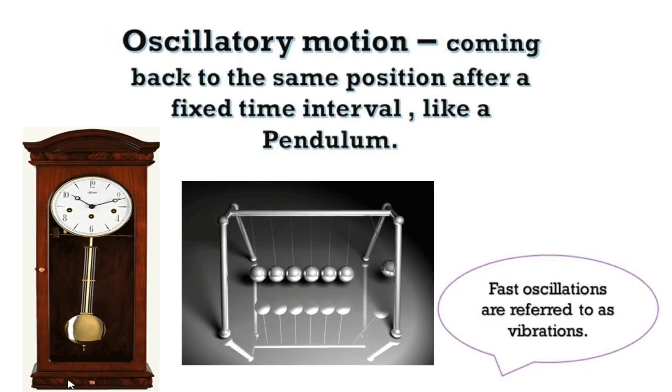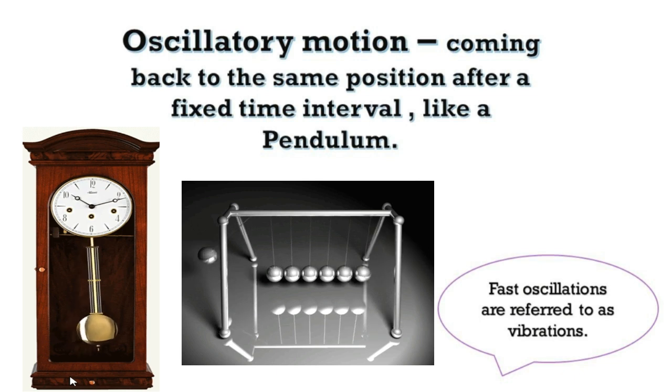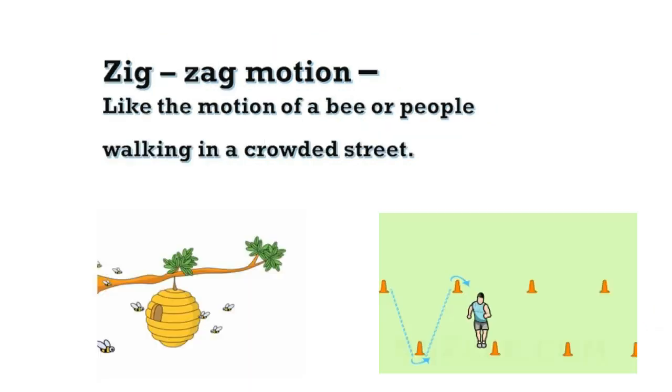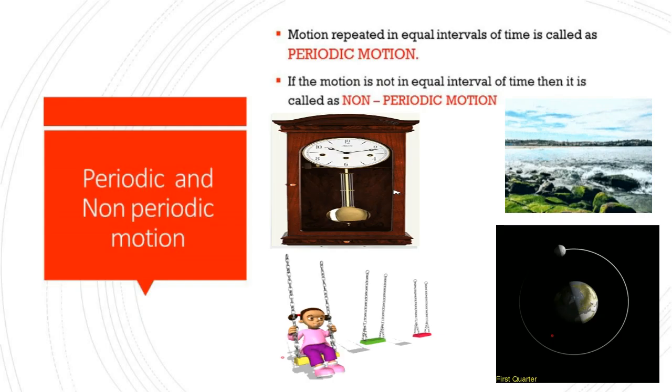Oscillatory motion. Here, the object comes back to the same position after a fixed time interval, like a pendulum. Do you know the fast oscillations are referred to as vibrations? Zigzag motion. Here, the motion is not in a proper path, like the motion of a bee or people walking in a crowded street. Zigzag motion is the combination of all motions.